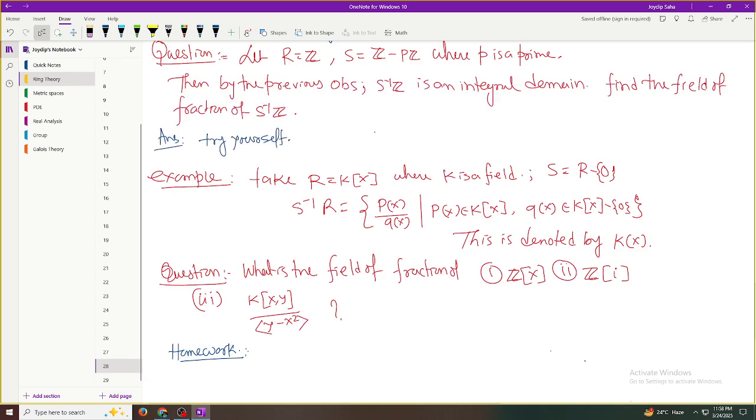In this question, Z[i] is isomorphic to Z[x] quotiented by x square plus 1. So the field of fraction of Z[x] quotiented by x square plus 1 is isomorphic to Q[i]. How to show? At first, Z[x] quotiented by x square plus 1 is an integral domain, so you can talk about the field of fraction, because x square plus 1 is an irreducible element.